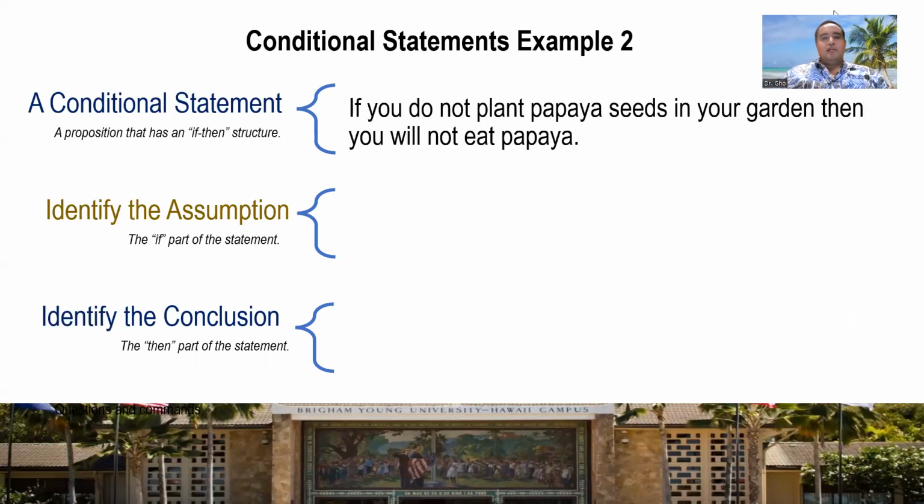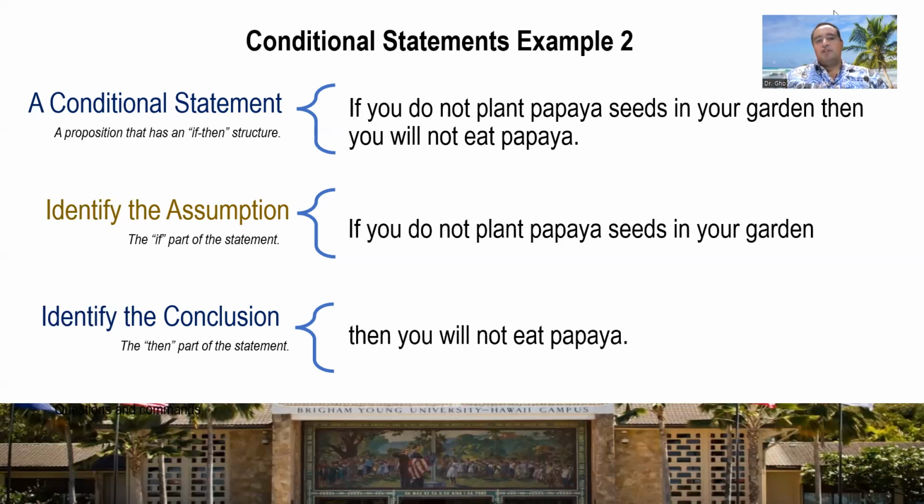So let's look at another one. If you do not plant papaya seeds in your garden, then you will not eat papaya. With this statement, we have an assumption and we have a conclusion. The assumption is, if you do not plant papaya seeds in your garden, that's you either do that or not. The conclusion is then you will not eat papaya.